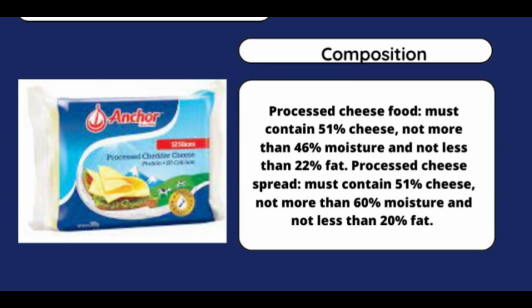Processed cheese contains 51% natural cheese, the organic one, and not more than 46% moisture and not less than 22% fat. If you're talking about cheese spread, like how butter is spread, it's 51% cheese again, not more than 60% moisture and not less than 20% fat. The active ingredients here are acetic acid, monosodium phosphate, potassium citrate, sodium tartrate, and potassium sorbate.